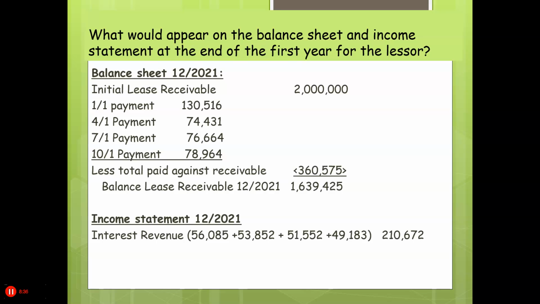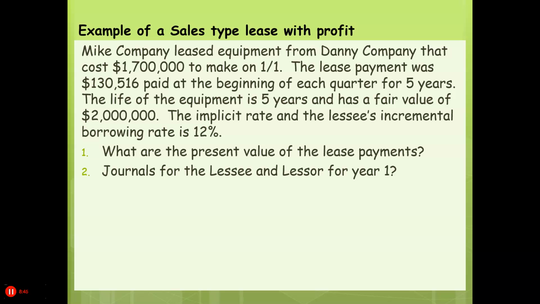Now, same problem, but what if instead we were dealing with a sales type lease with profit? So in this case, we leased equipment from Danny Company that cost $1.7 million. The lease payments are $135,616, 5 years, quarterly payments, 12% rate. So let's go through this process.